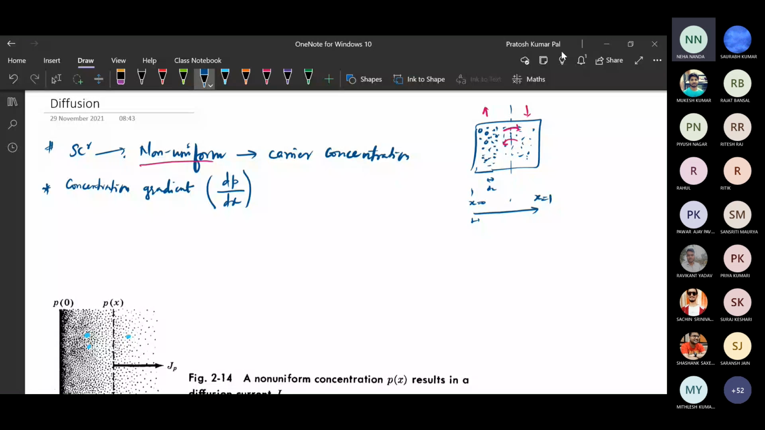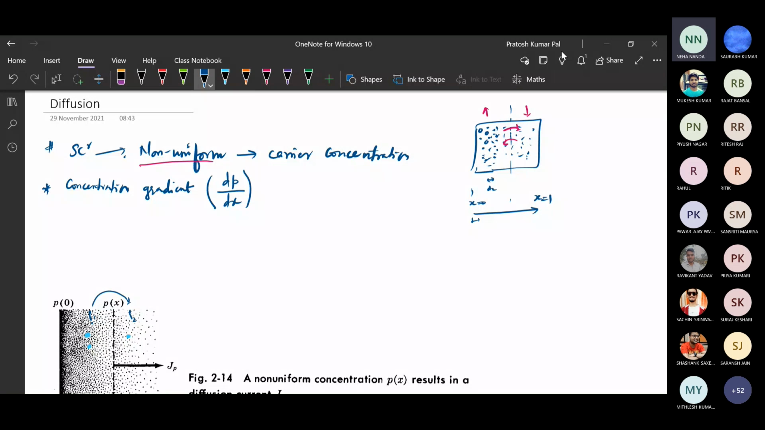Okay, so because of this non-uniform nature of the semiconductor charge carriers, there will be a concentration gradient. This concentration gradient will result in movement of charge carriers. So these holes will be moving because of the concentration gradient. That means at one location the hole concentration is P1, at another location it is P2. If P1 is at higher concentration, there will be a movement of holes from P1 to P2. So that is defined because of this concentration gradient.